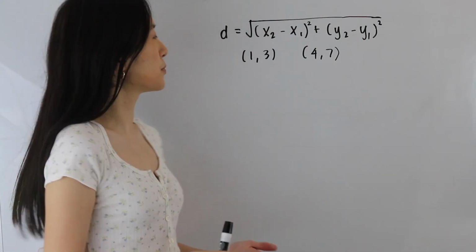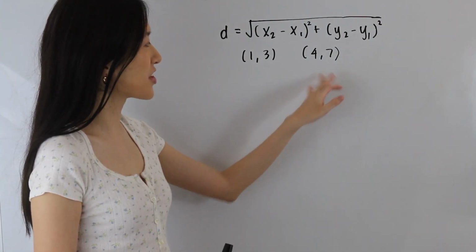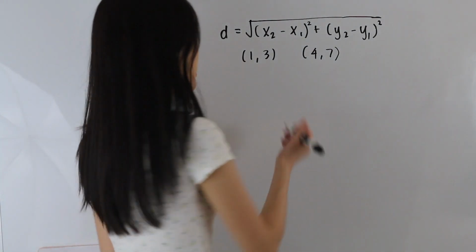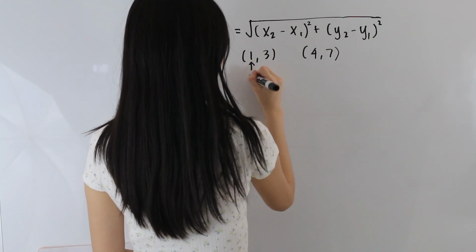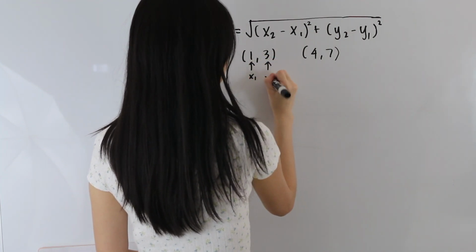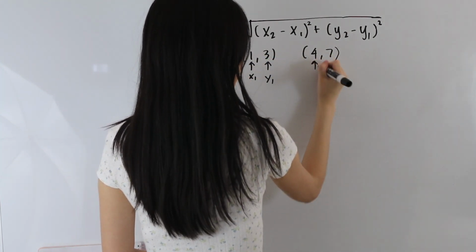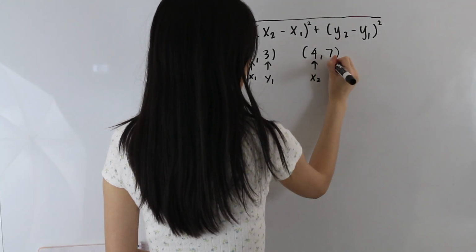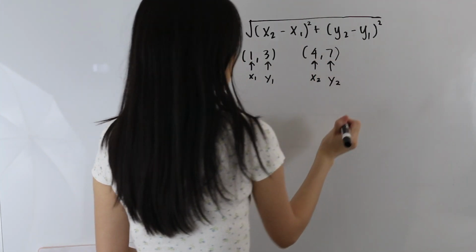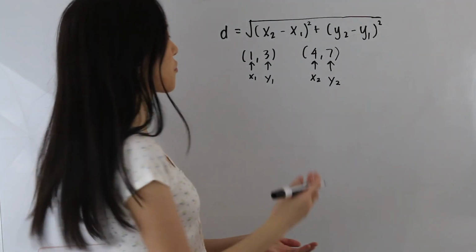So here we have 2 points. We have (1, 3) and (4, 7). So let's start off by labeling these points. Let's label this point x1 and label this y1, and let's label this x2 and let's label this y2. So let's go ahead and plug these values into our formula.